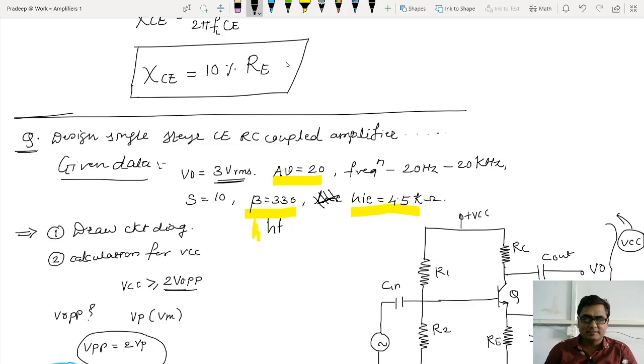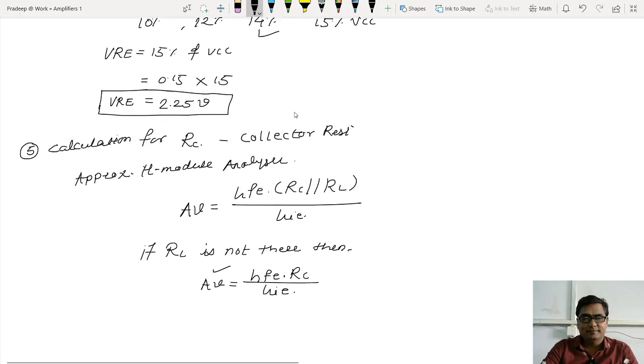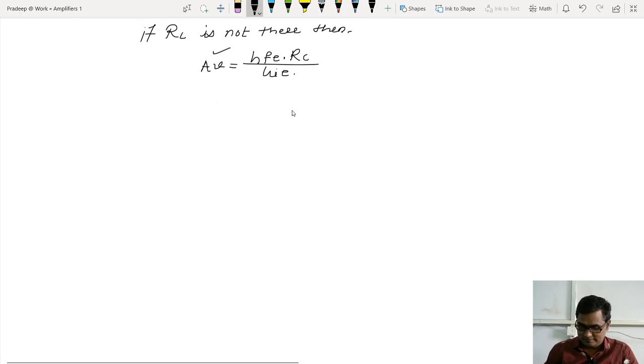Now what is this? This is HFE. Now see, HFE is known, AV is known, HIE is known. So it means I can calculate the value of RC. Now what is that RC? RC is equal to AV multiplied by HIE divided by HFE. I just simplified the equation.